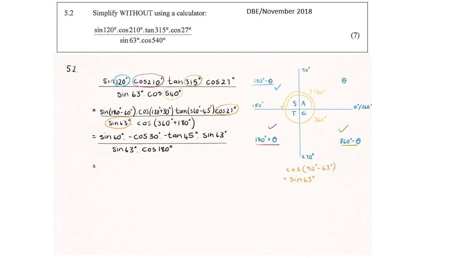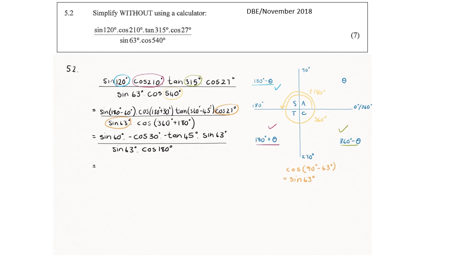Now if we look at the fraction, we can cancel sine of 63 degrees in the numerator and denominator, and then we are left with ratios that contain only special angles: 60, 30, 45 degrees, and then 180 degrees in the denominator.